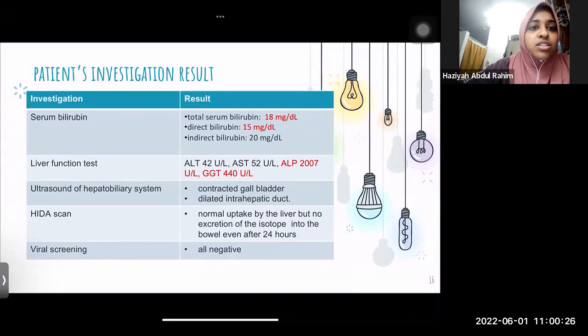For HIDA scan, it shows normal uptake by the liver, but there is no excretion of isotope in the bowel even after 24 hours. So in a normal child, there will be normal uptake by the liver and there will be excretion of the isotope into the bowel, which shows there is no obstruction. If there is no excretion into the bowel, it means there is an obstruction in the biliary tree. For virus screening wise, it is all negative. Next.